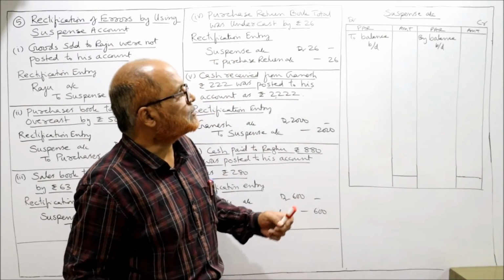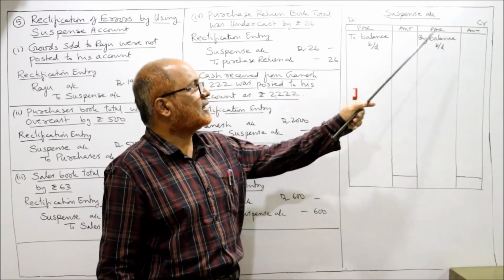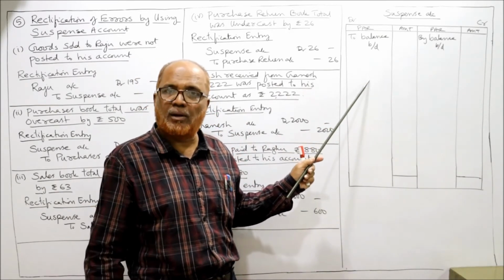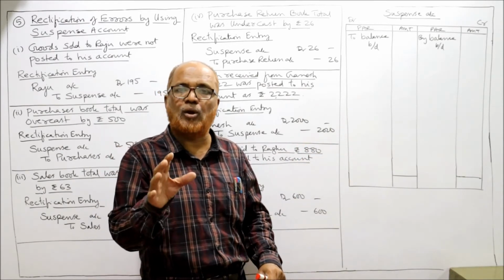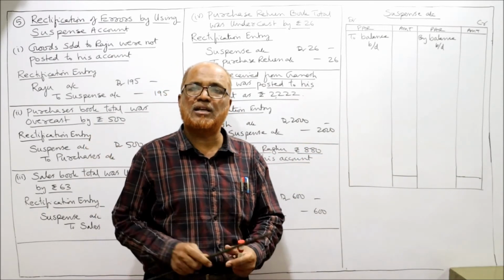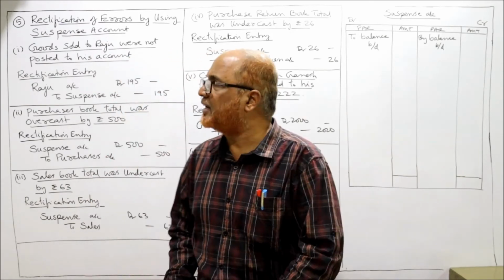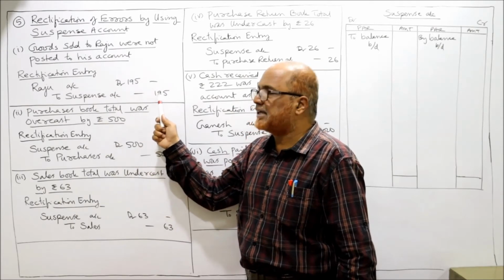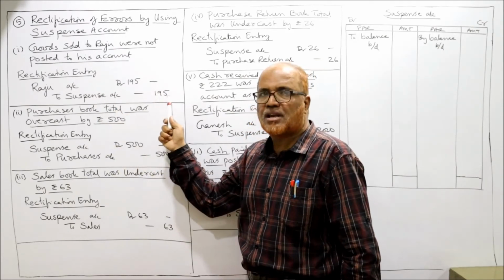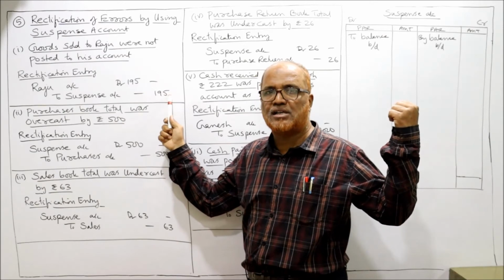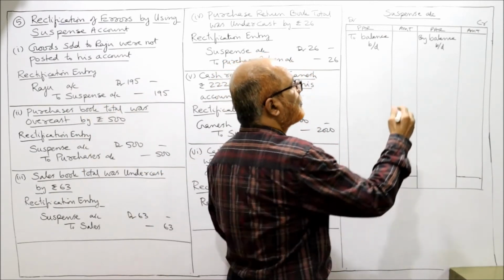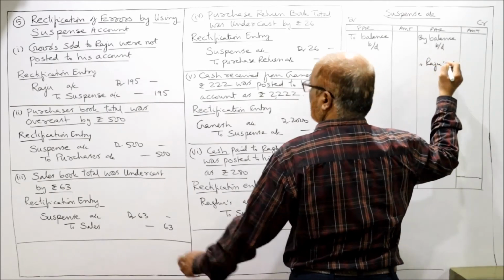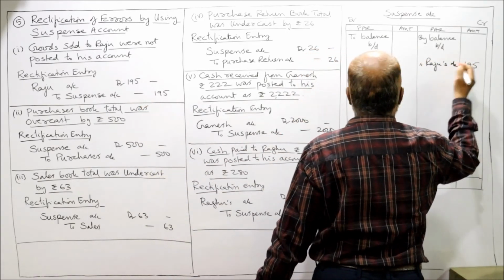Now see here, I have prepared the suspense account here. Debit side, credit side. We don't know what the opening balance is. The opening balance may come on the debit side or on the credit side. That we can know only after posting the rectification entries. Now first entry, Raju's account debit to suspense account. The suspense account is credited. The suspense account credit side I take, by Raju. Raju's account. How much? 195. One entry posted.